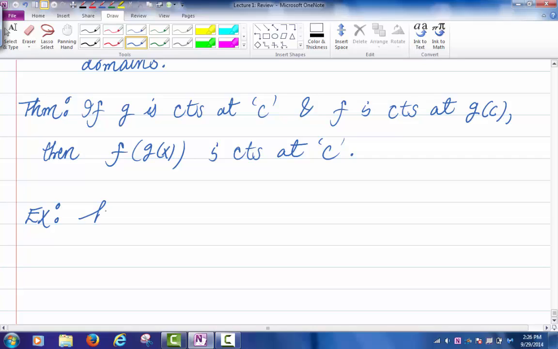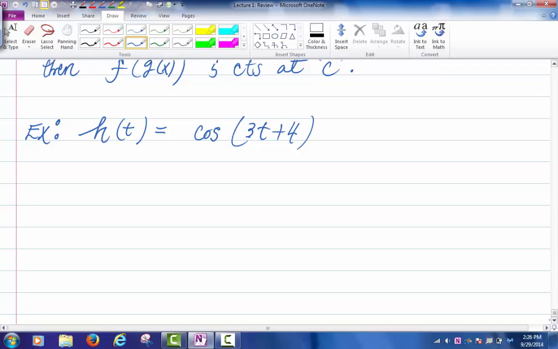Suppose I have h of t to be cosine of 3t plus 4. Where is this function continuous? This is the composition of two functions, right? Here, what's the outside of the composition? Cosine of t, that's the outside of the composition. And the inside of the composition is 3t plus 4.